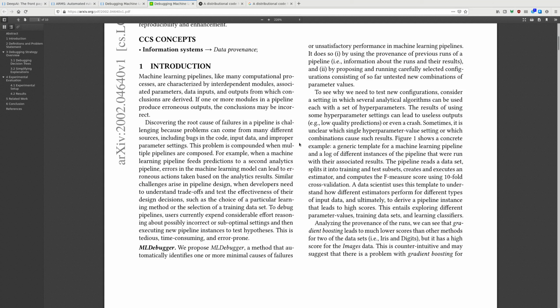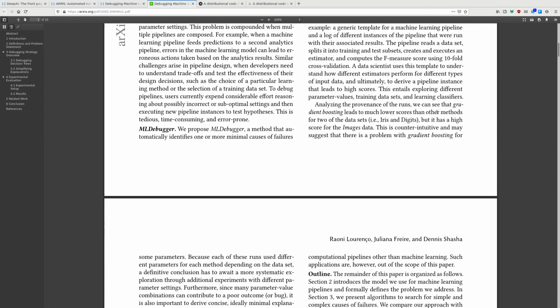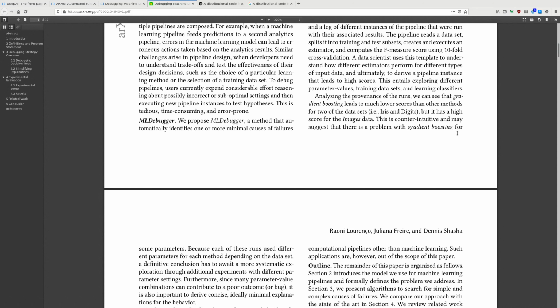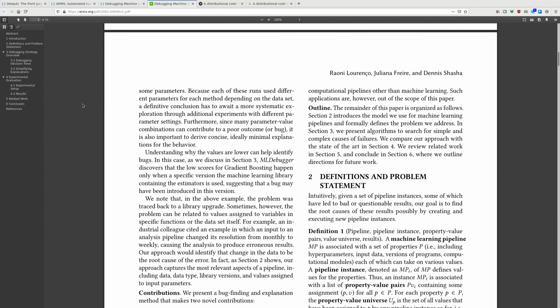This entails exploring different hyperparameter values, training datasets, and classifiers. Analyzing the provenance of the lines, we can see that gradient boosting leads to lower scores than other methods for the two datasets, iris and digits, but it has a high score for image data. This is counterintuitive and may suggest that there is a problem with gradient boosting for some parameters. Because each of these runs uses different parameters for each method depending on the dataset, a definite conclusion has to await more systematic exploration, with additional experiments using different parameter settings.